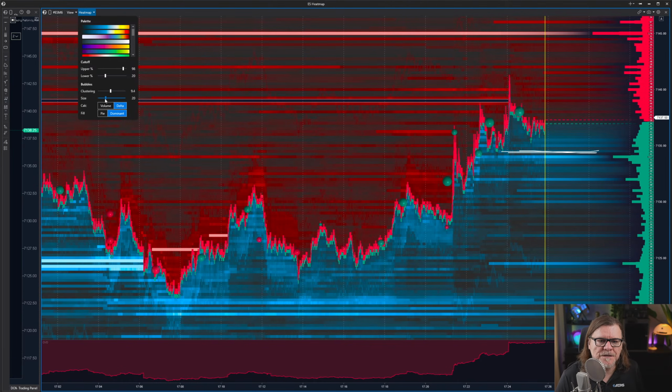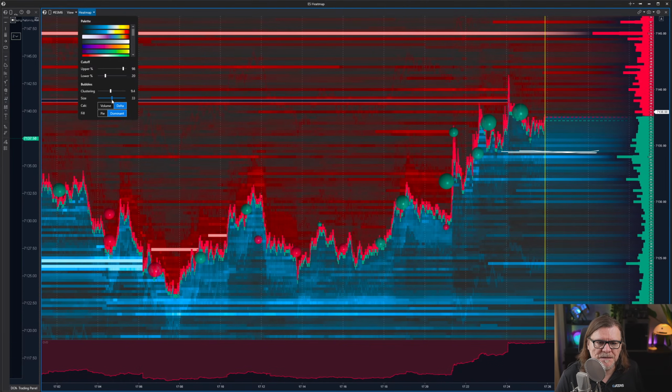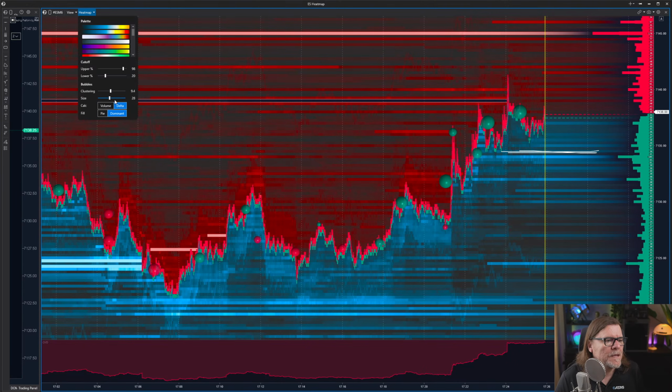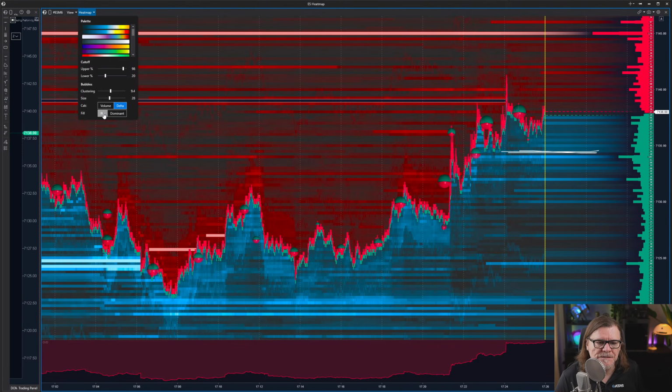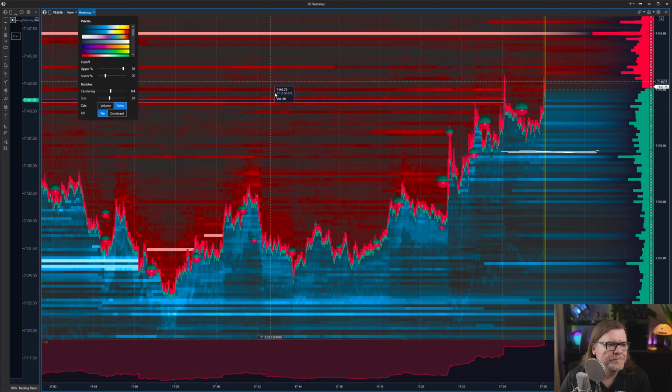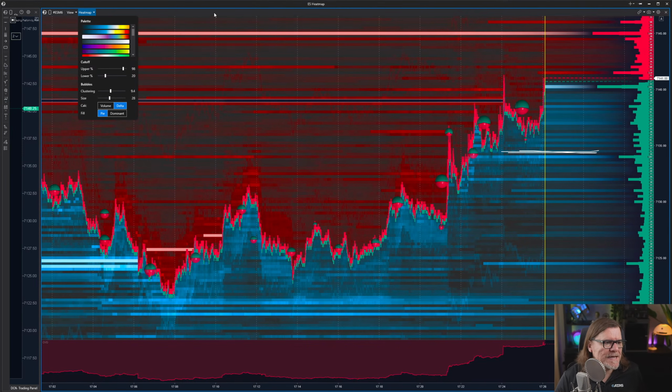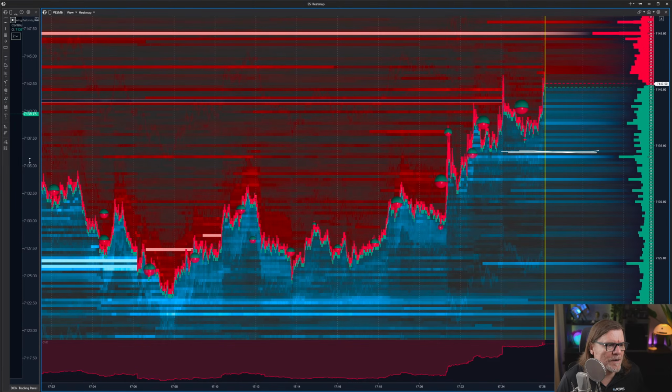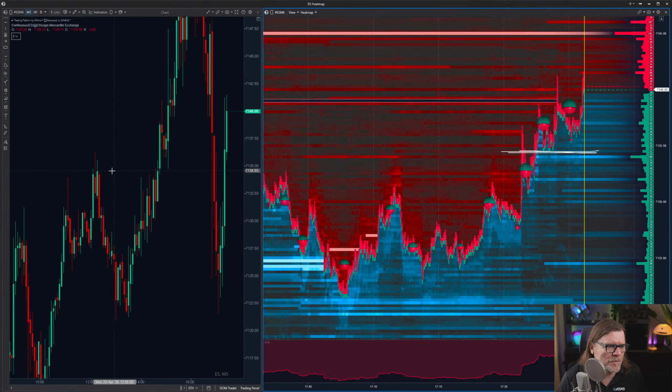Size. You can increase, decrease the size of the bubbles so that it fits your style. Volume or delta you can see, and pie or dominant. You can choose the pie and then you see both sides of the story. That's it. And then there's this very interesting thing which I would like to share with you.